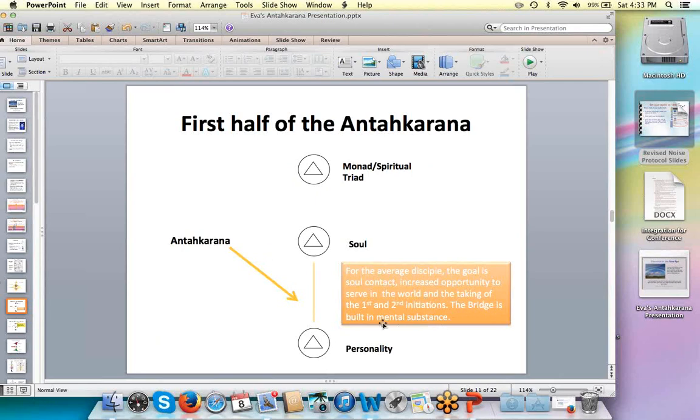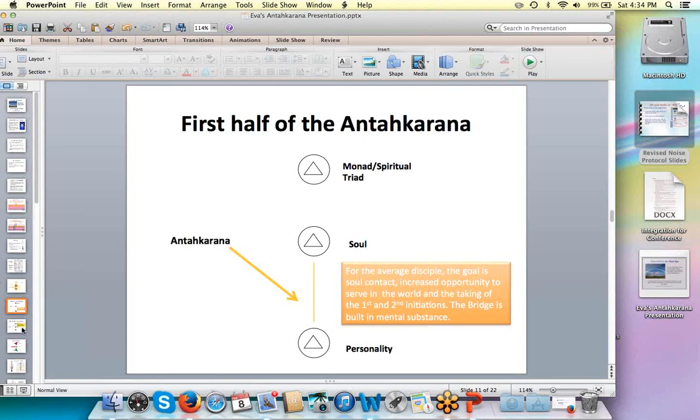The bridge is built in mental substance, and that's why the emphasis at the Morya Federation is all about meditating and working through mind. None of this la la la land, because it's not going to get you anywhere. It just feels good. Got to work with the mind, and that's what an occultist, which all of you are, wants to do, is to work with the mind, because you're only going to get to the soul via the mind. The soul, after all, dwells on the plane of mind.